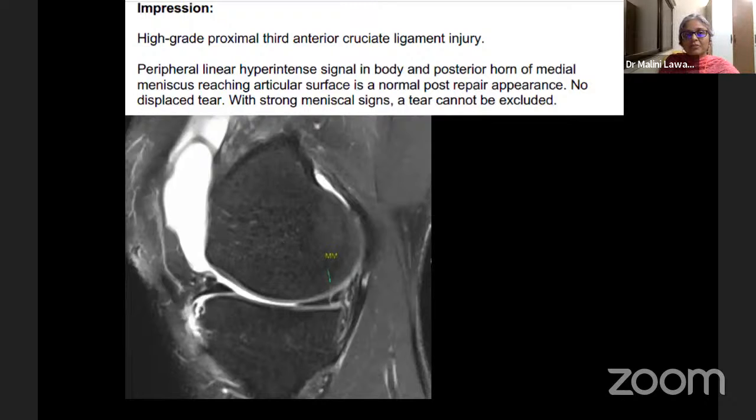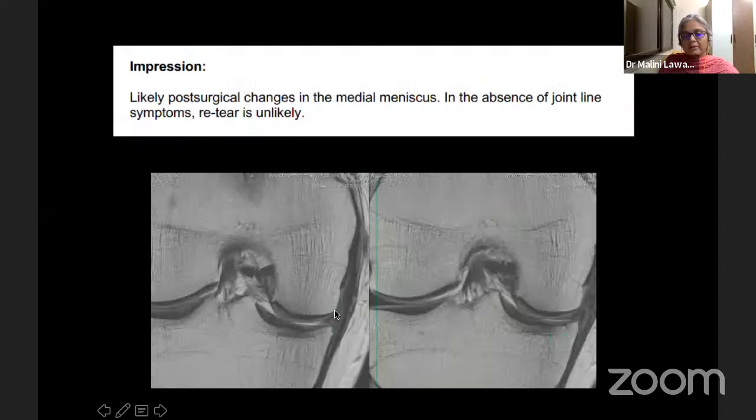Sometimes something like this here is not very clearly fluid signal intensity, but it looks like it is reaching the articular surface. But it's not fluid signal intensity. So probably this is how we'll word the report, that it's a normal post-repair appearance, no displaced fragment or anything. But if you have a strong meniscal sign, this could still be a tear. This is where clinical findings would be important.